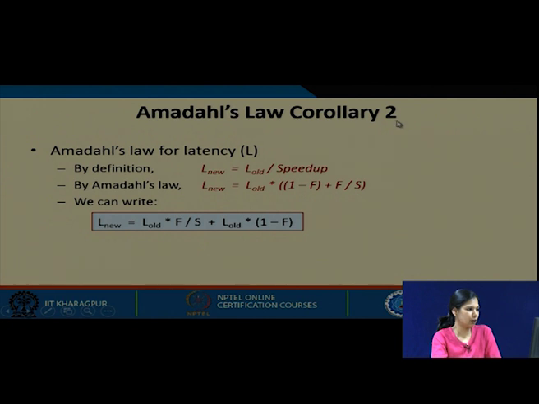Amdahl's law Corollary 2 for latency, let us see what it says. L new equals L old divided by speedup. So, by Amdahl's law, L new equals L old into (1 minus f plus f by s). The speedup is 1 divided by this. So, we can also write L new as L old into f by s plus L old into (1 minus f). We have just multiplied these two.